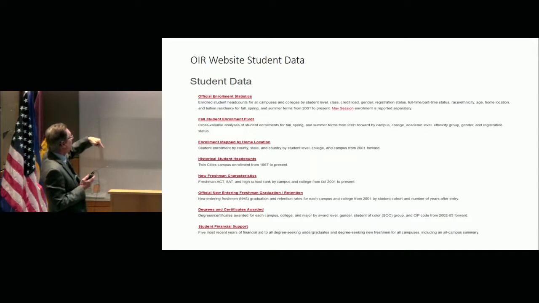again, these are the types of student data we carry: official enrollment stats, which come out of the STIX files that I talked about before. Enrollment map by home location, where you can tell where students come from around the world, where they were at the point of application. We have historical data, new entering freshmen, degrees, certificates. Those are all contained on our website. Just point and click, and these are sort of set reports. And a lot of it is now in Tableau, so you can download those reports to Excel.